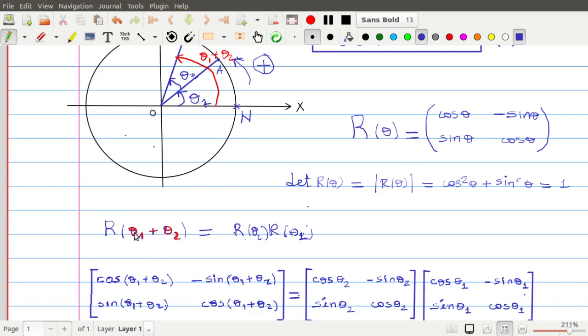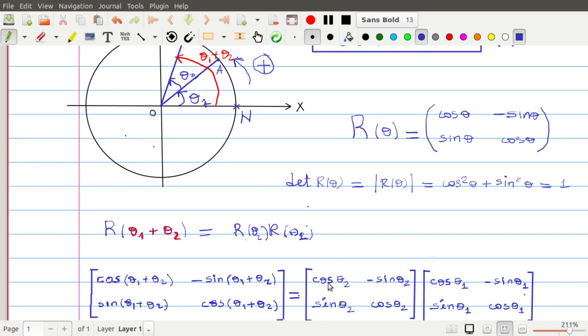We can write the matrix of the angle theta 1 plus theta 2 using this definition. We substitute theta with theta 1 plus theta 2, and we obtain this corresponding matrix here. That will be equal to the product of these two matrices. The first rotation, R theta 1, is given here: we substitute theta 1 and obtain cosine theta 1, sine theta 1, negative sine theta 1, cosine theta 1. The second rotation is by the angle theta 2, so we copy exactly the same thing but change theta 1 into theta 2.